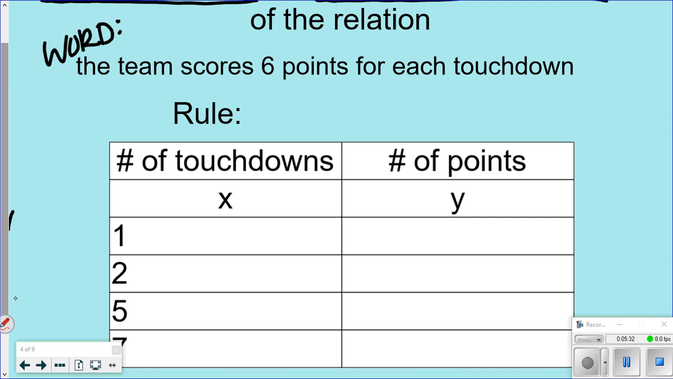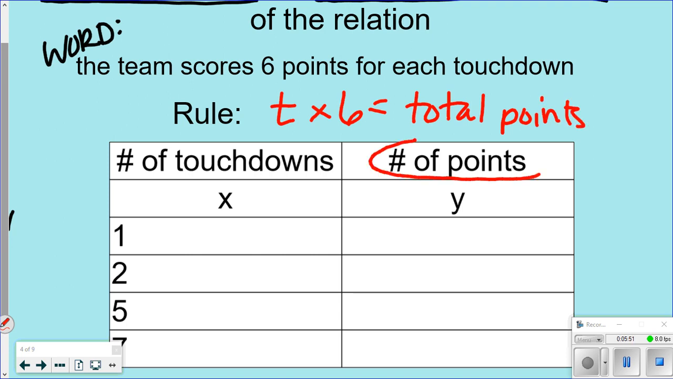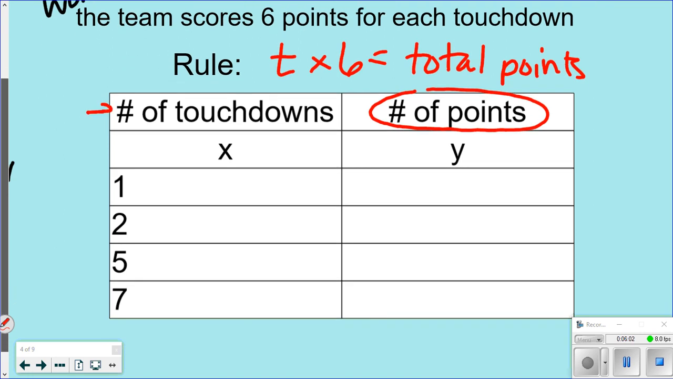It says the team scores 6 points for each touchdown. So the first thing I do is find my rule, like what's going on. Do we know how many touchdowns there are? We really don't. So you could take the number of touchdowns times 6, and that's going to give you the total points. You can see what they're looking for: the total points. So T times 6, touchdowns times 6, equals the total points. All right, so right here it says the number of touchdowns.